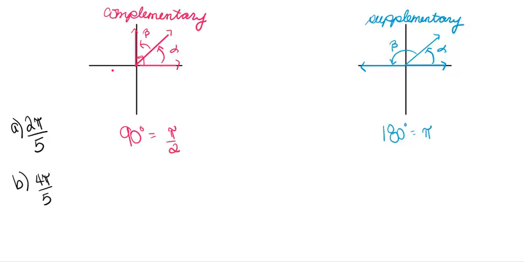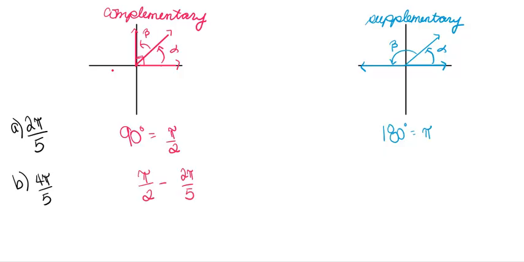Is there a complement to 2 pi over 5? Is 2 pi over 5 less than pi over 2? Well, yes. 2/5 is less than a half. Therefore, I can find its complement. How am I going to do that? I'm going to take 90 degrees, or pi over 2, because we're thinking in radians instead of degrees, and I'm going to subtract 2 pi over 5 from it.